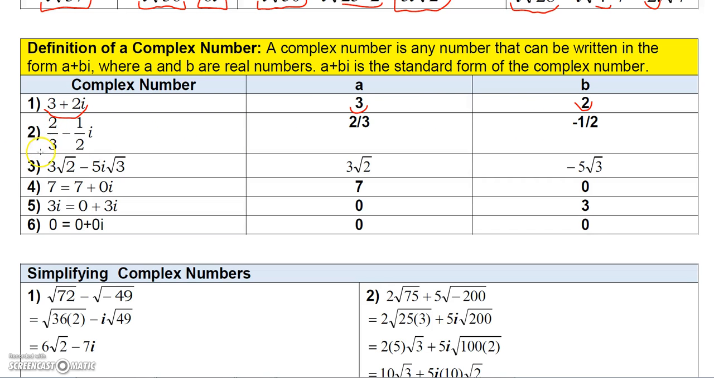Alright, here's one that involves fractions. You have 2/3 minus 1/2 i. Well, the real component is the 2/3, and the coefficient of i is actually negative 1/2.